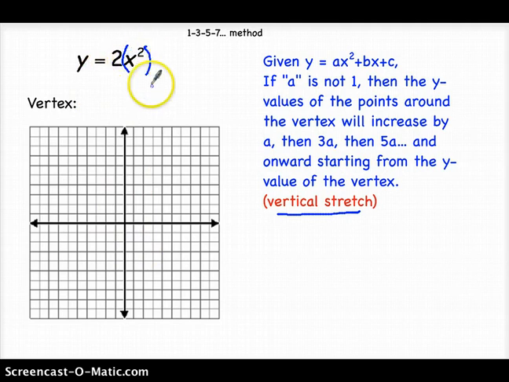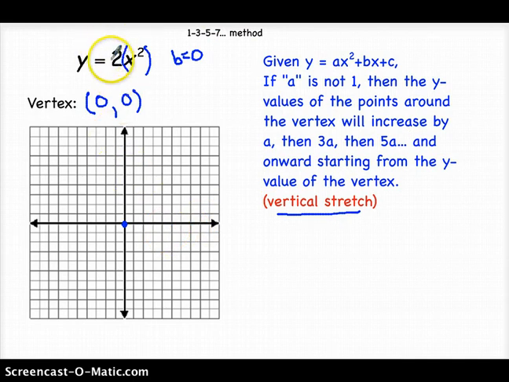Again, if we do negative b over 2a when b equals 0, well, b is 0 divided by 2a, so we get 0. 0 squared times 2 is still 0. And remember, even though we're doubled, 0 doubled is still just 0. So we're going to start at 0, 0 for this graph. Then, instead of going up 1, 3, 5, 7, we need to double that, as we note here over on the right. If a is not 1, then the y values around the vertex will increase by a, 3a, 5a, 7a. So the 1, 3, 5, 7 method can still be used.